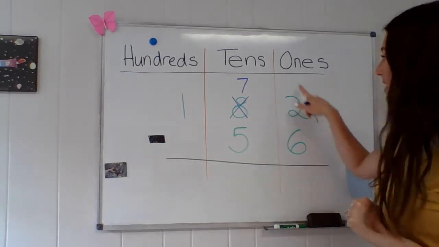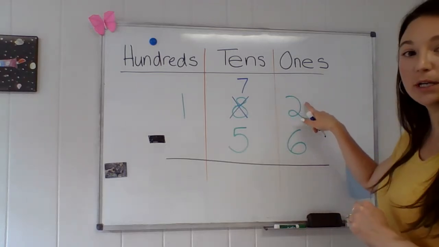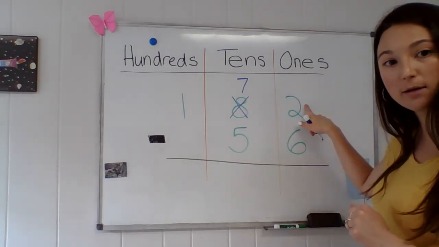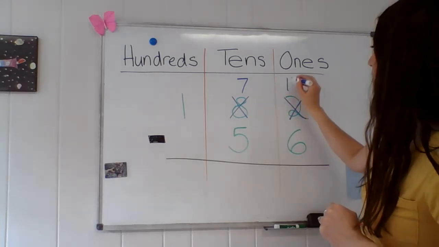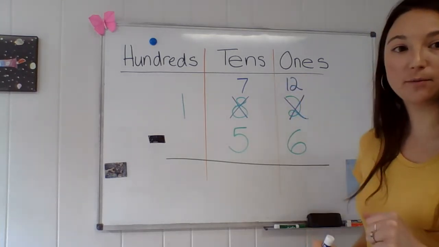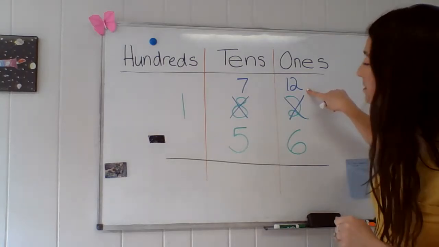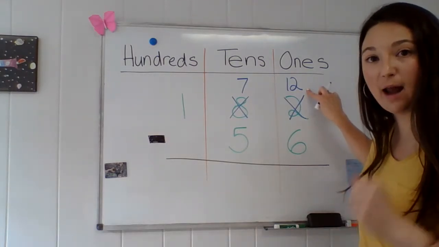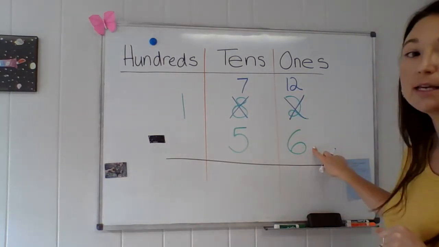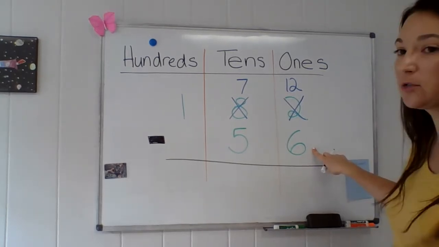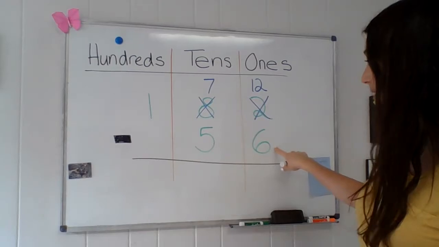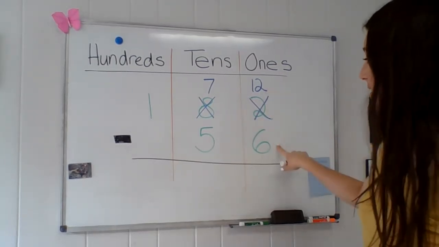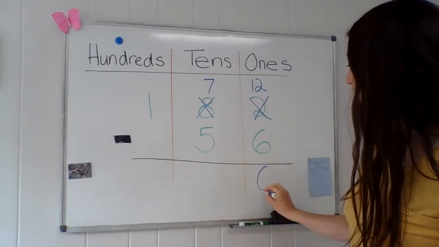So, one group of 10, plus 2 ones would be what? 10 plus 2 is 12. So now I have 12 ones. Is 12 ones going to be enough to take away 6? Yes, it is. So going back to our example, if I had 12 apples, I can take 6 away. So 12 minus 6 is 6.